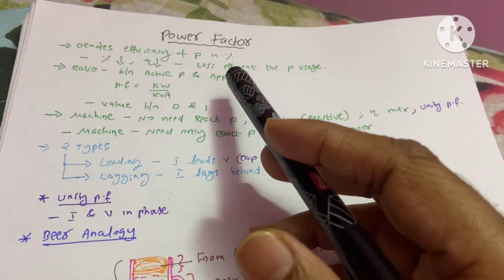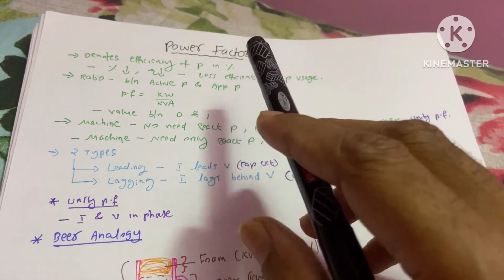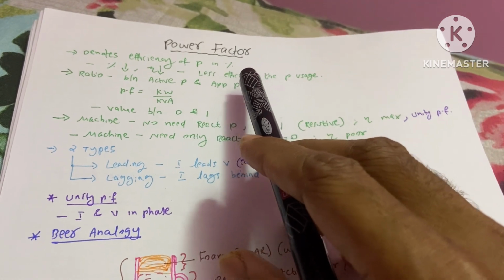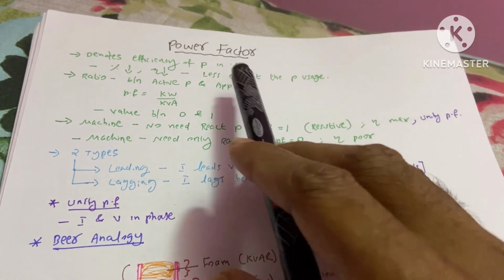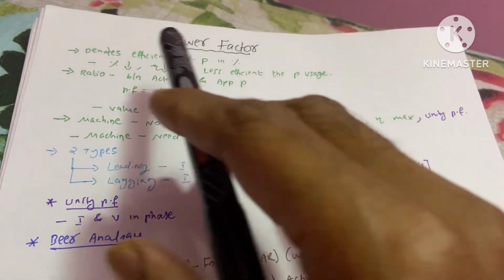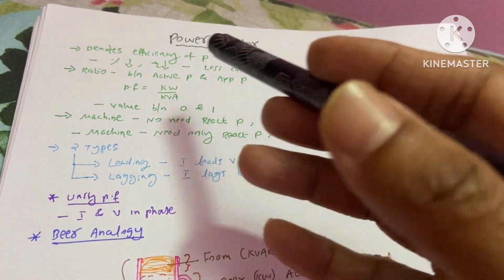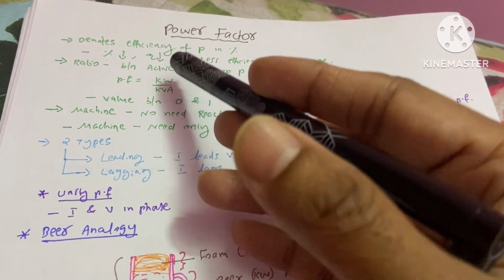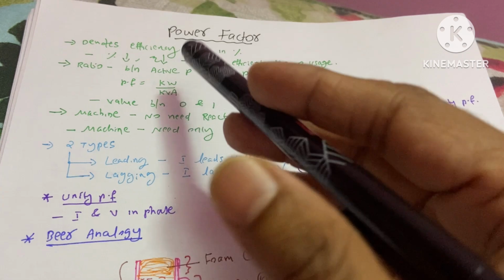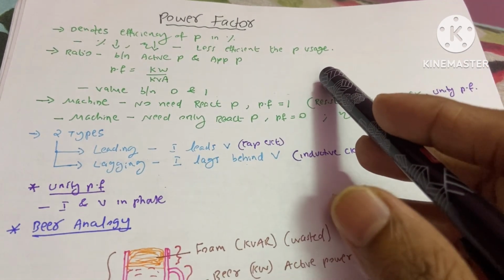Hi friends, today our topic is the power factor. Power factor denotes the efficiency of the power in percentage. That means if the power factor percentage decreases, we can say the efficiency of the system also decreases. It means less efficient power usage.